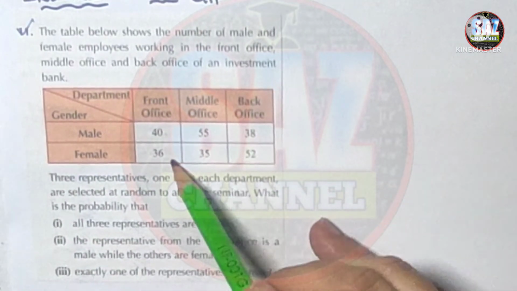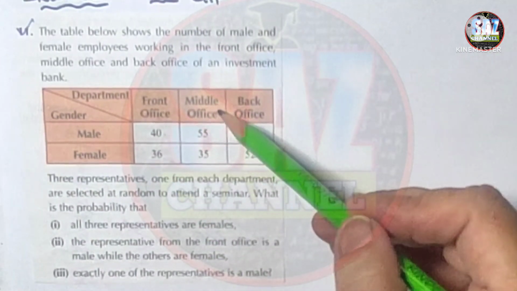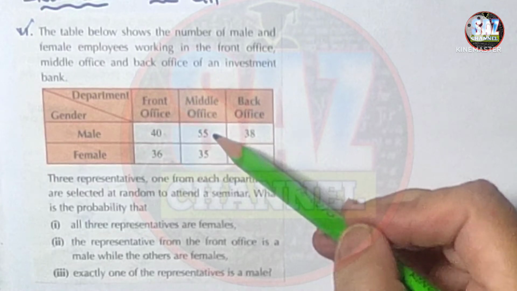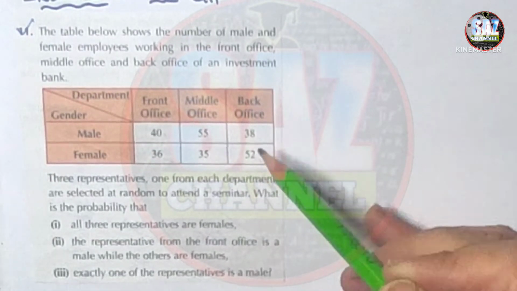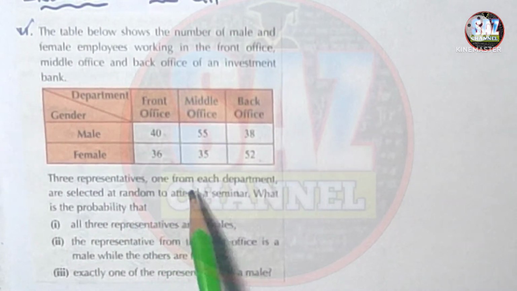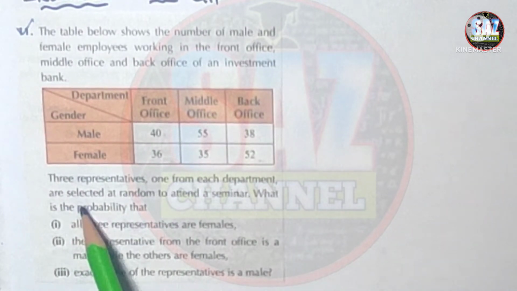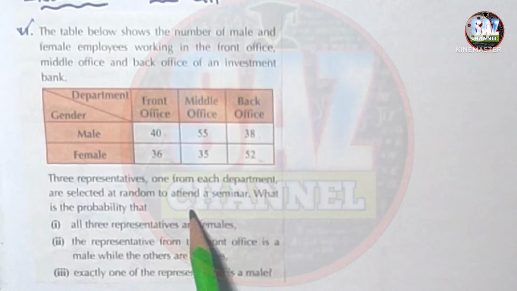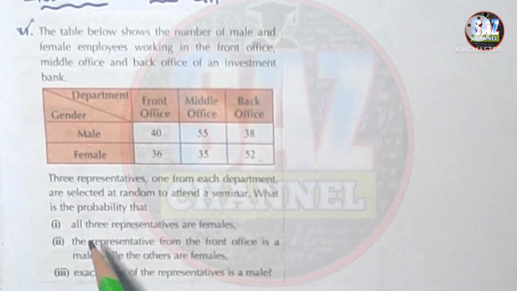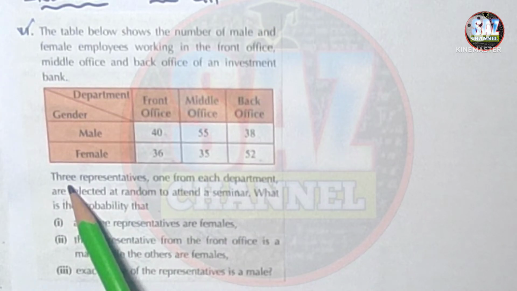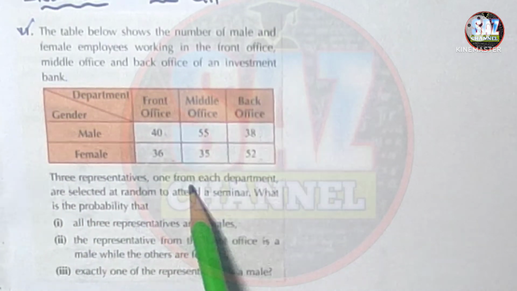In the middle office the males are 55 and females are 35. Back office 38 and 52. 3 representatives from each department are selected at random to attend the seminar. What is the probability that 3 representatives are to be selected, one from each department?